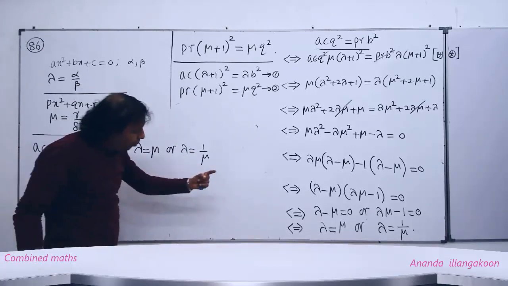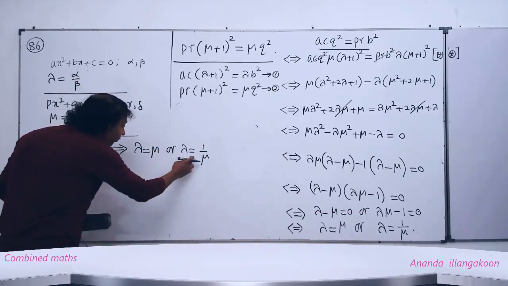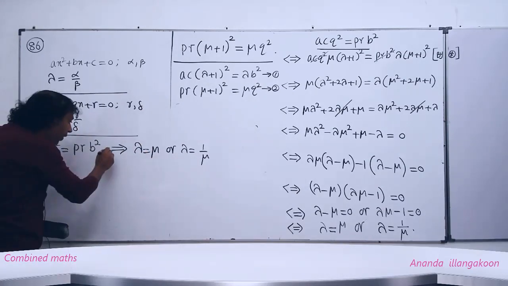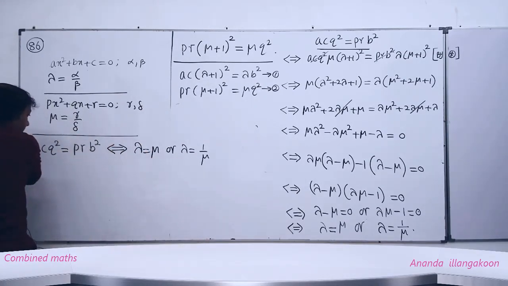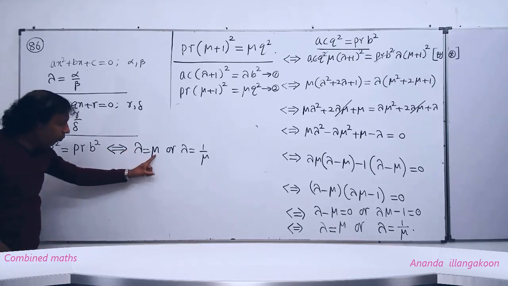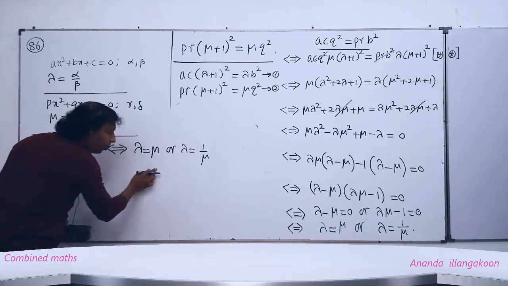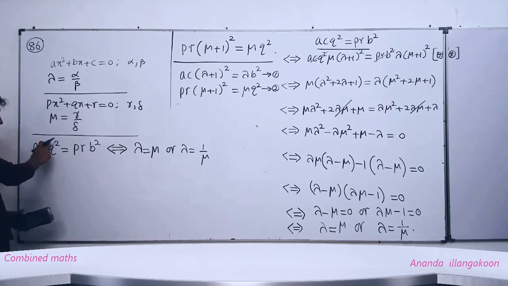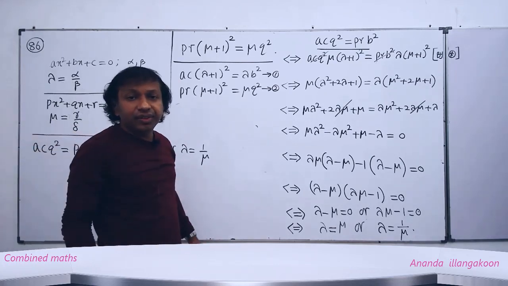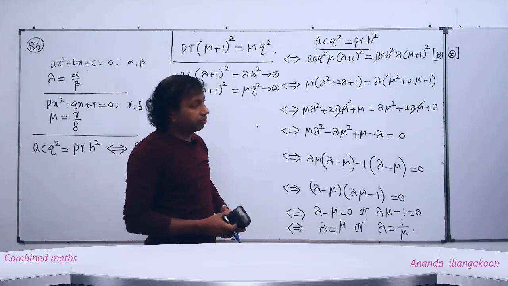Then we proved backward also. What is that? If this or this becomes true, that implies this. If lambda equals mu or lambda equals 1 upon mu, then ac q squared equals pr b squared. Understood? That's what we proved. Now read the next part in the question.